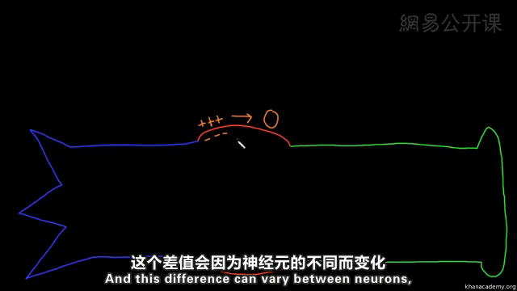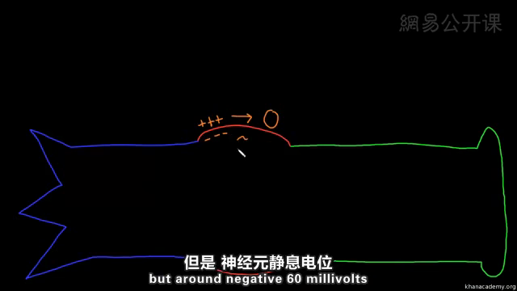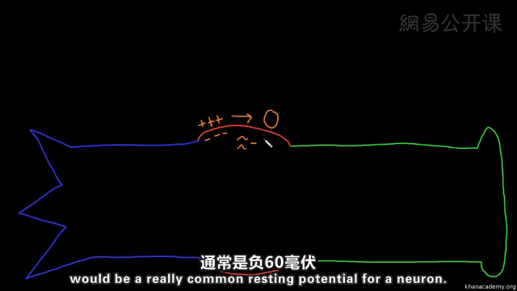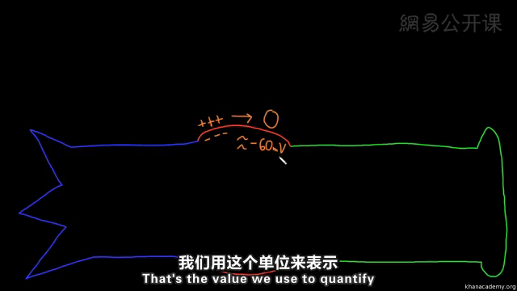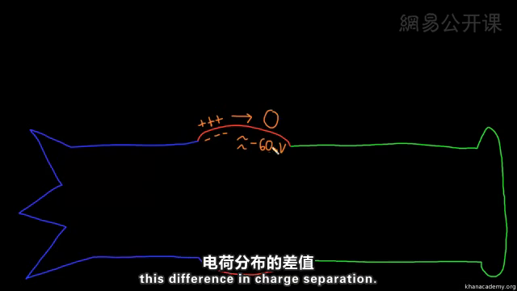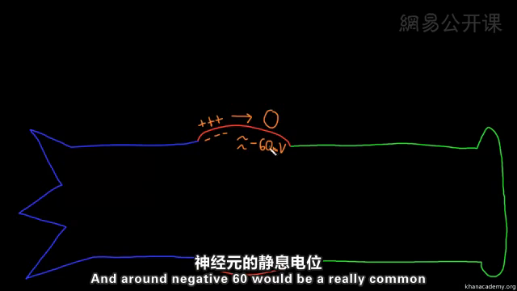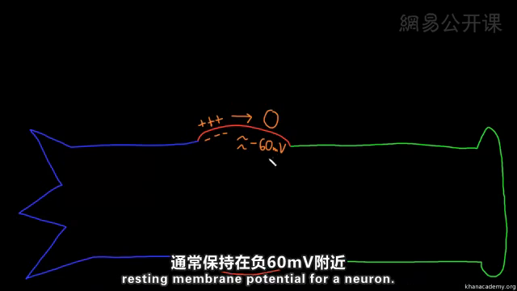And this difference can vary between neurons, but around negative 60 millivolts would be a really common resting potential for a neuron. So I'll just write a little m and a big V for millivolts. That's the value we use to quantify this difference in charge separation. And around negative 60 would be a really common resting membrane potential for a neuron.